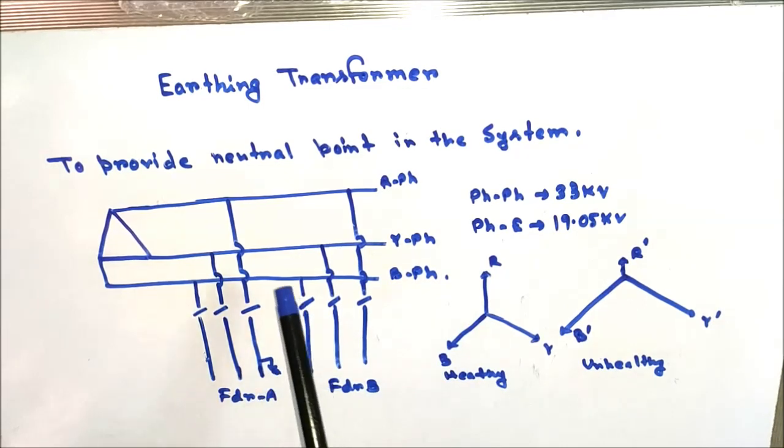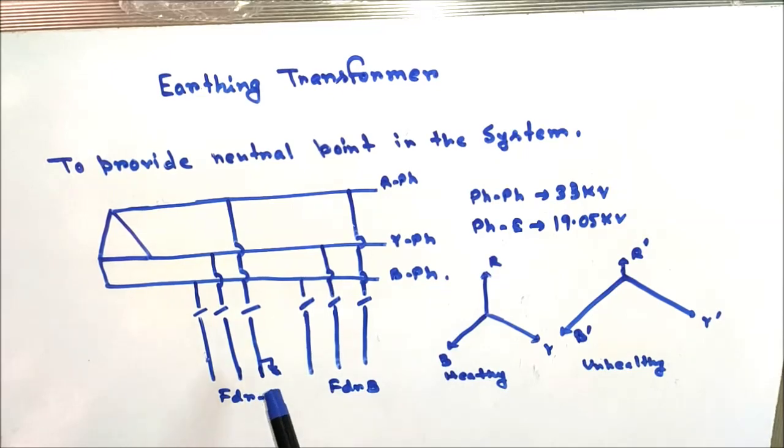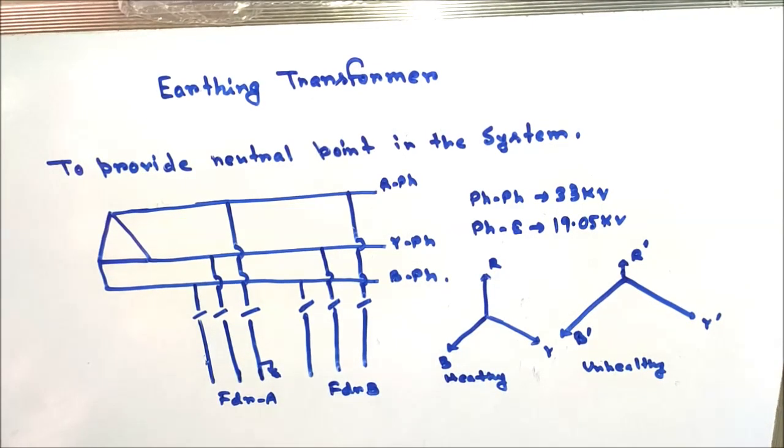So in the delta connected system, since there is no neutral point, this earth fault current has no return path, and the earth fault remains in a hanging condition. So to provide an artificial neutral path, or a ground return path for the earth fault current, an earthing transformer is used. The earthing transformer mainly used is the zigzag type transformer.